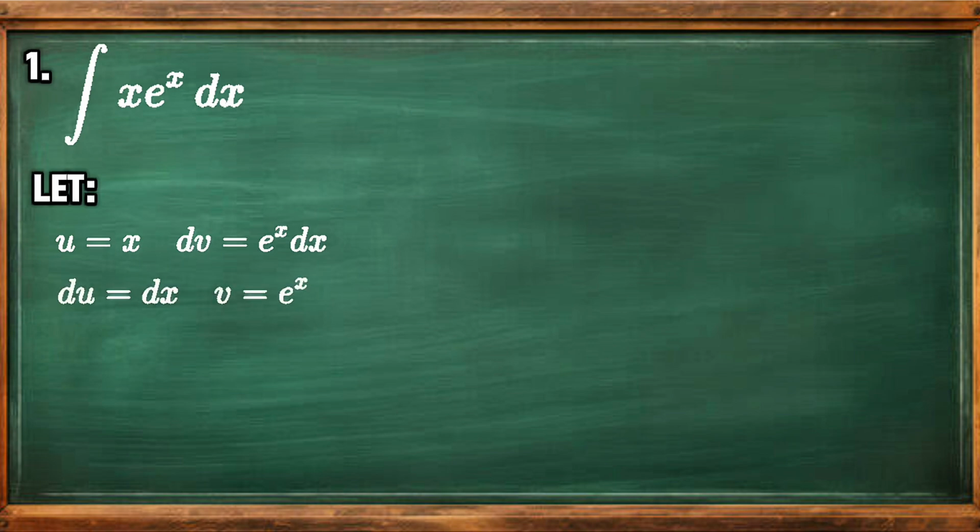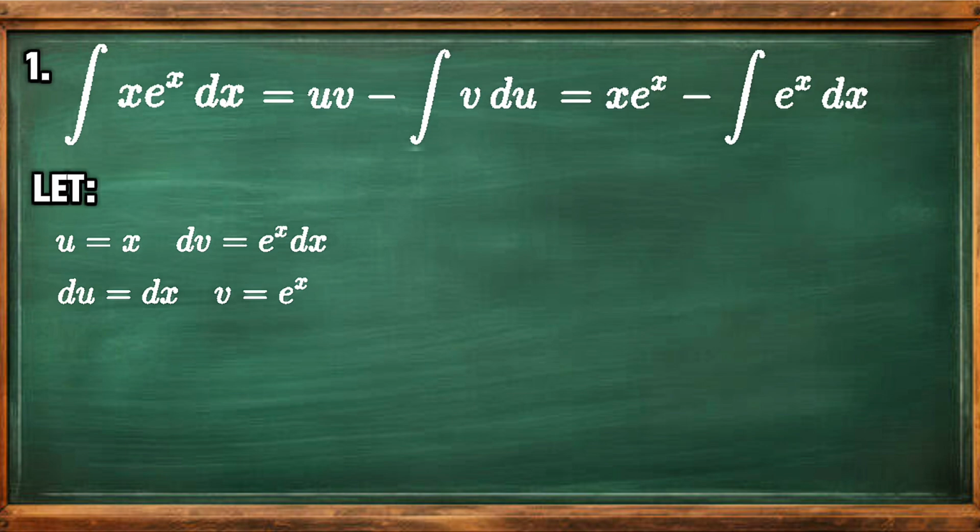Differentiating u is equal to x gives us du is equal to dx. Integrating dv is equal to e raised to x dx gives us v is equal to e raised to x. Now, we apply the integration by parts formula, which is the integral of u dv is equal to uv minus integral of v du. Then, substituting everything in the formula, we get the integral is equal to x times e raised to x minus integral of e raised to x dx.